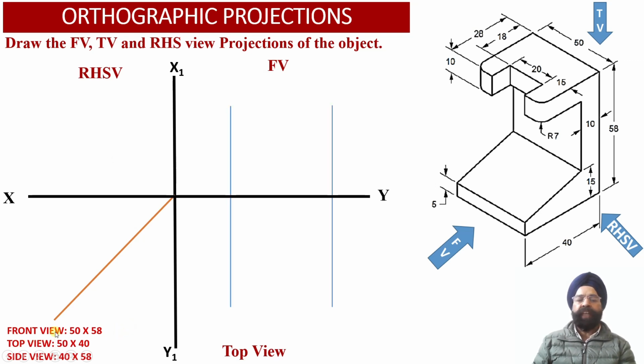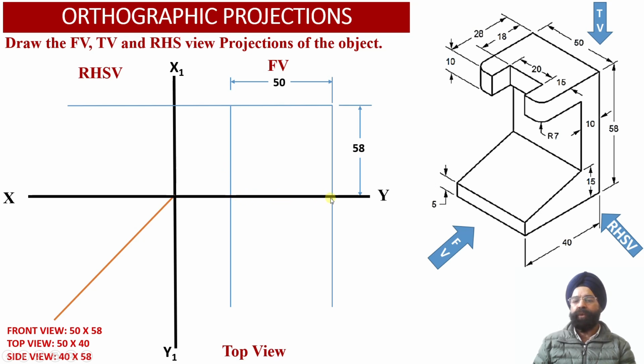We know that in the front view, the dimensions of the orthographic projection face will be 50 millimeter width and 58 millimeter height. So we have drawn two projection lines separated by a distance of 50 millimeter, which is the width of the solid. We also know that the height of the solid is 58 millimeter, so we have marked the 58 millimeter height and drawn another horizontal projection line in the front view, which we have further extended into the right hand side view projections. This way we have obtained the front view face of this solid, measuring 50 millimeter by 58 millimeter.